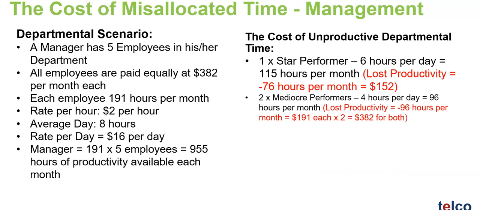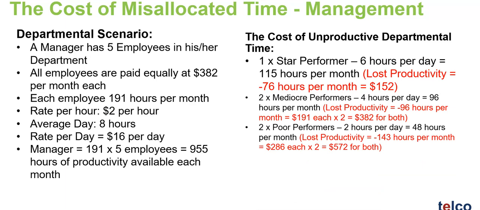Then in the same department, we've got 2 fairly mediocre performers. Let's say these 2 fairly mediocre performers deliver 4 productive hours per day. This means that every month they deliver about 96 hours per month. That means they're losing an equal number of hours, 96 hours in lack of productivity. Because there's 2 of them, they're losing the company 96 hours times 2. So for both of them, that is $191 each, $382 per month for both.